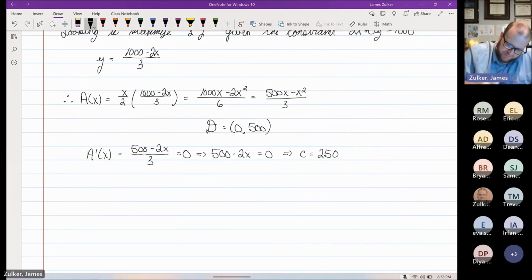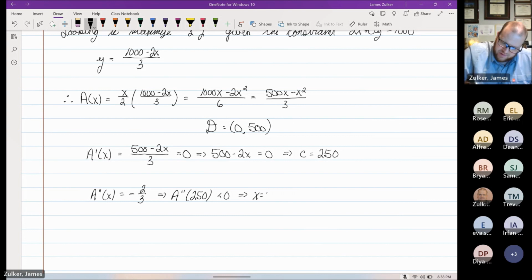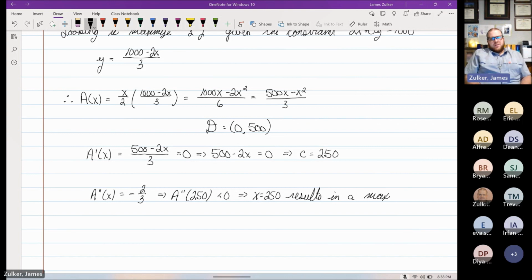Let's take the second derivative. It's negative 2/3. That's the second derivative evaluated at 250, which is less than 0. So this results in a max.